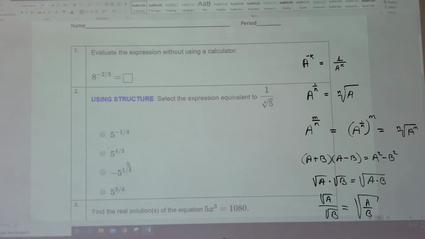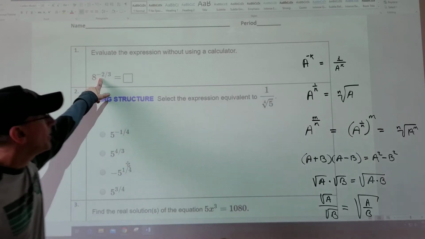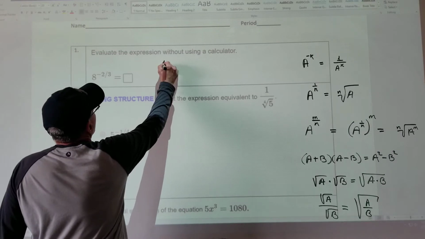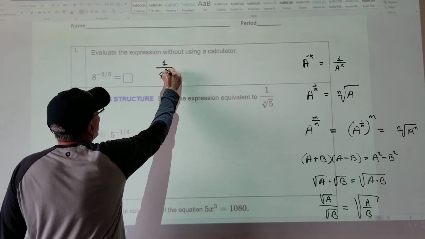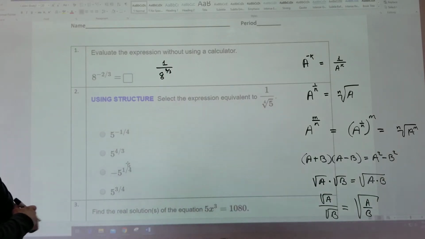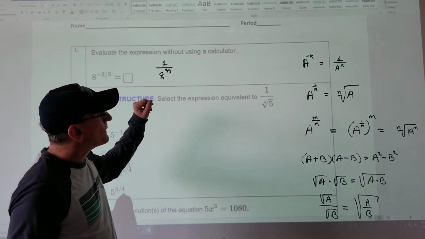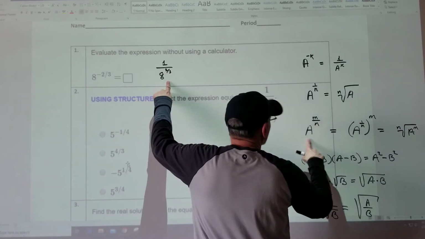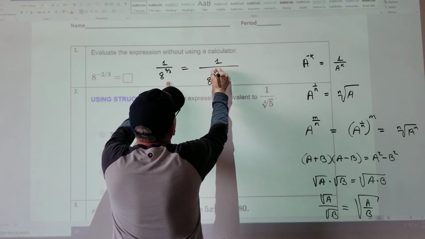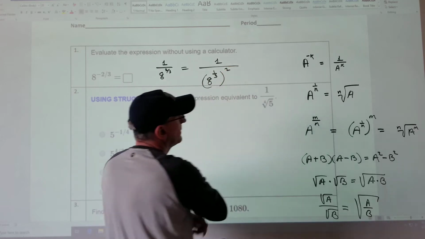And I'll be walking back and forth quite a bit. Evaluate this expression and don't use a calculator. Okay, let's start right off with what we see here as a negative exponent. That reminds me of this. So apparently I can write this as 1 over 8 to the 2/3 power. And then remember that you can decompose this to look like that. So that's 1 over 8 to the 1/3 power squared.